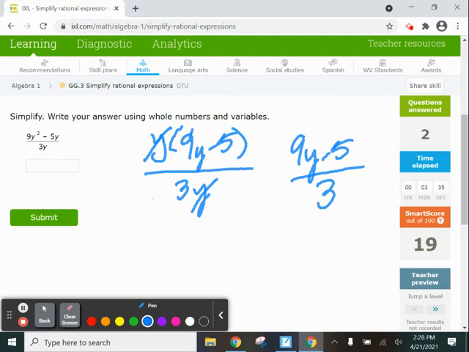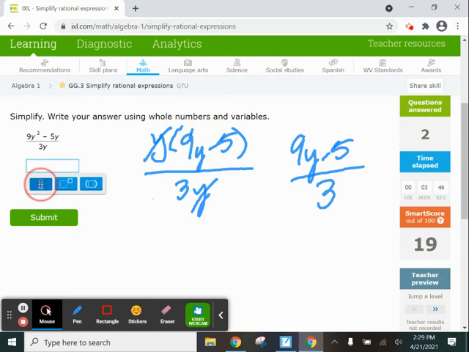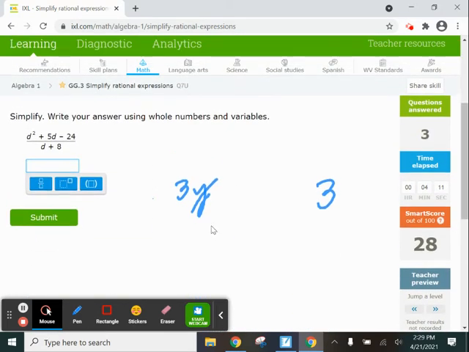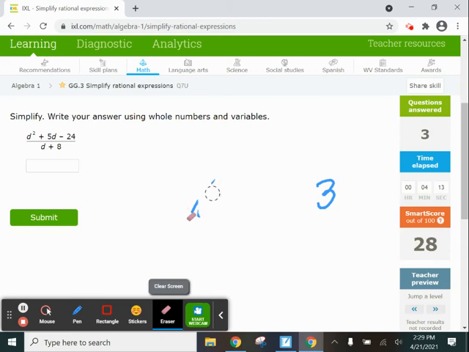And if you click in the box and do this as a fraction, you don't need to worry about parentheses to separate them or anything like that. So I have my fraction, 9y minus 5, and on the bottom, I have 3. Notice it says, write your answer using whole numbers and variables. So you could not divide the 3 into the two terms on the top because they don't want fractions. And that was correct.